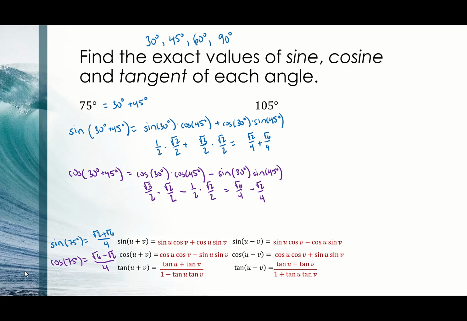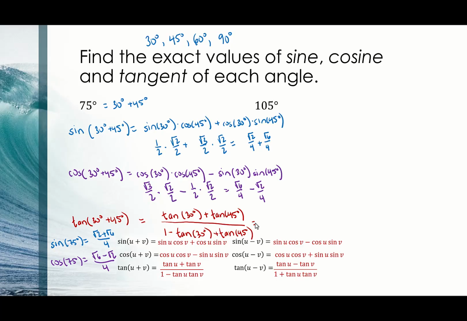And last, for this first example, we have tangent of 75 degrees. Again, I'm going to keep the u and the v the same. And we're going to say tangent of 30 degrees plus 45 degrees will be, first time seeing tangent, tangent of 30 degrees plus tangent of 45 degrees, all divided by 1 minus tangent of 30 degrees plus tangent of 45 degrees.